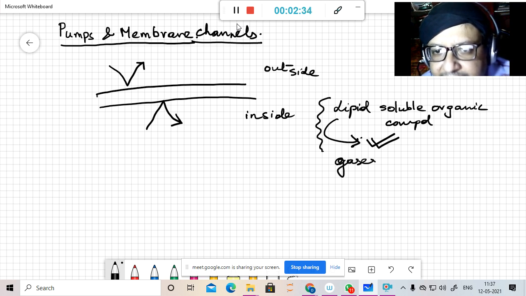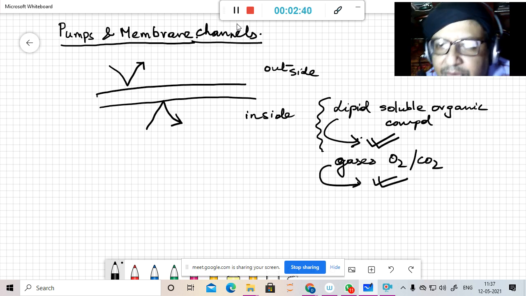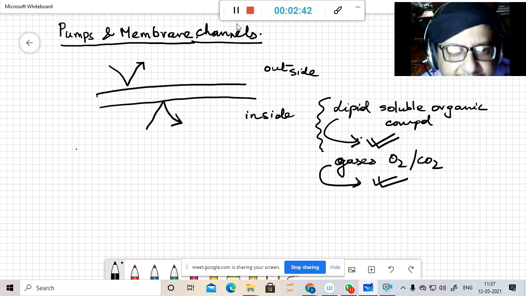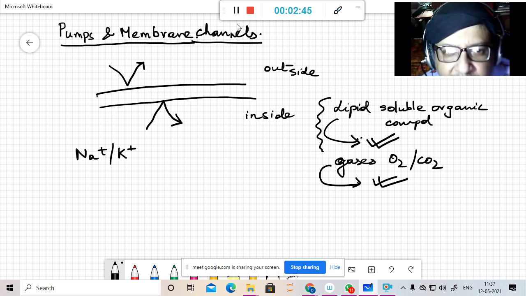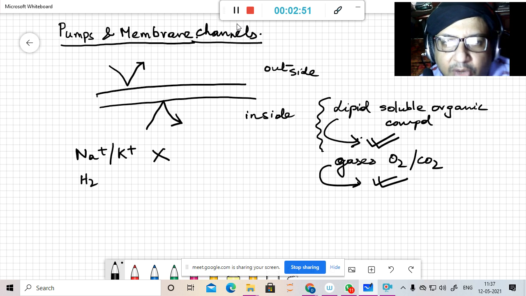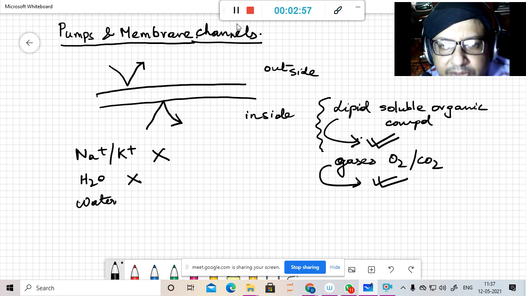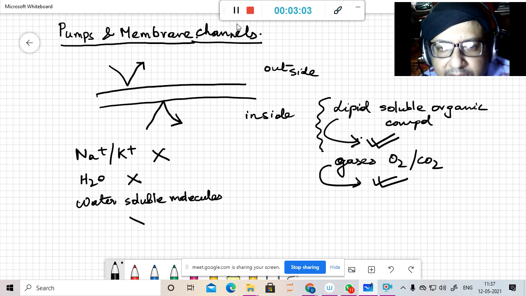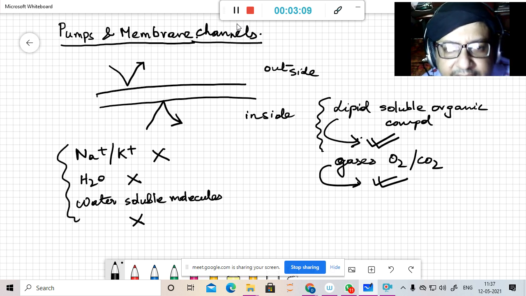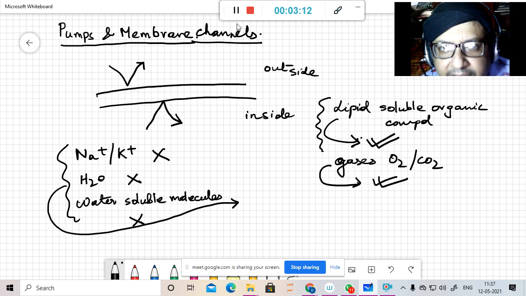Gases, O2, CO2, can also pass throughout the cell through diffusion. But if you have charged molecules or ions, sodium, potassium, they don't have a free entry. Water doesn't have a free entry. Water soluble molecules don't have free entry. So for entry of all these compounds, you need channels.